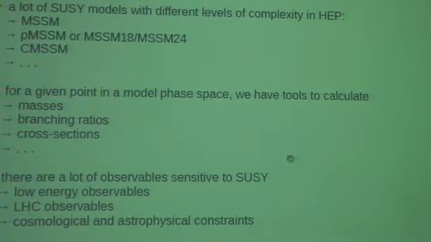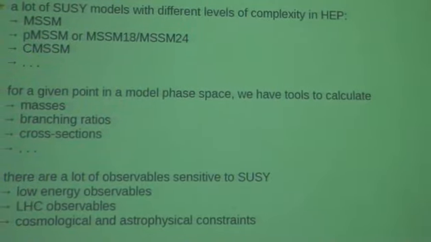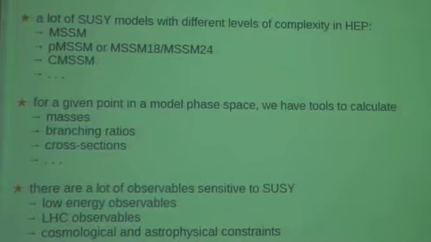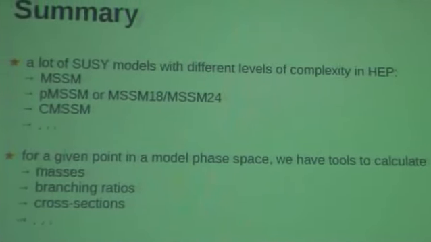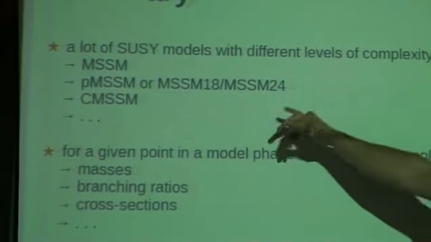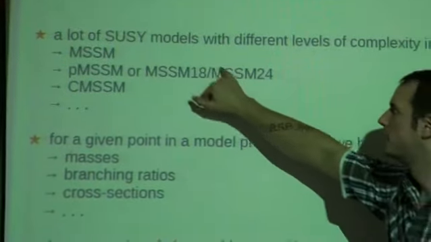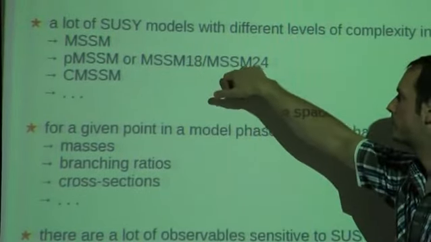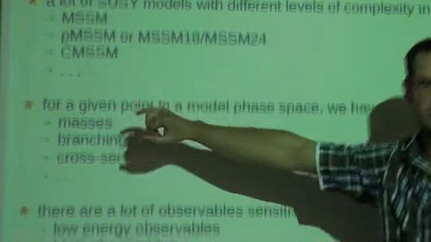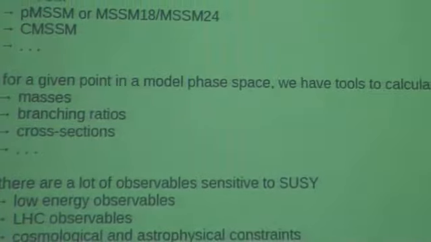Here's a summary. I tried to show you in the beginning that we have quite a lot of different supersymmetry models with different levels of complexity. So the most complex one that we talked about was the MSSM, 124 parameters, and the pMSSM with 24 or 18 parameters. The CMSSM has 4 parameters.